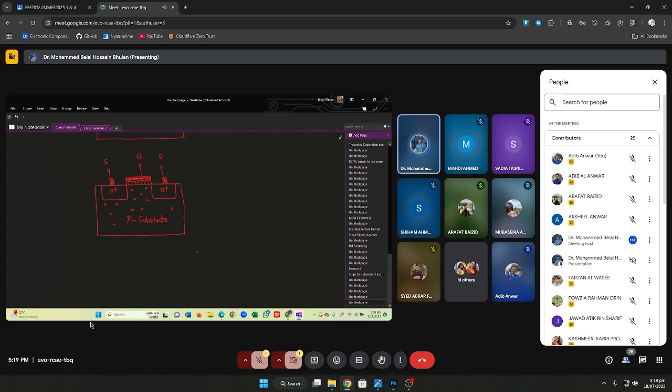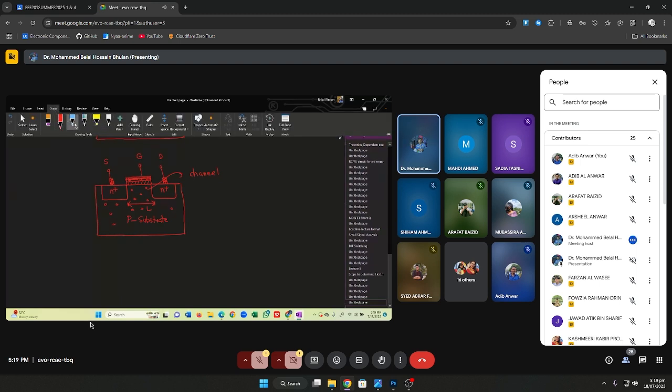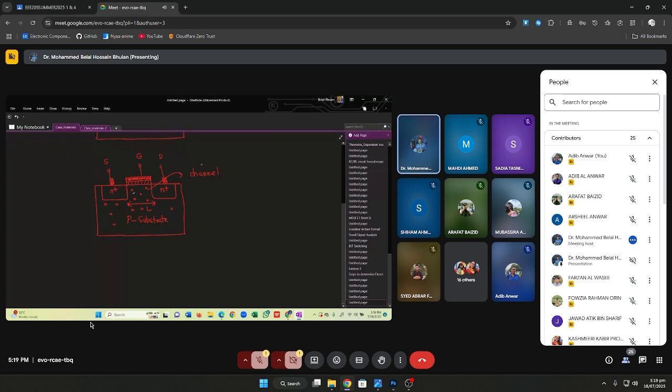By the way, this region between the source and drain is known as the channel, and the length of the channel is L. Channel length is L. And we also have holes as majority carriers, as well as some electrons as minority carriers.